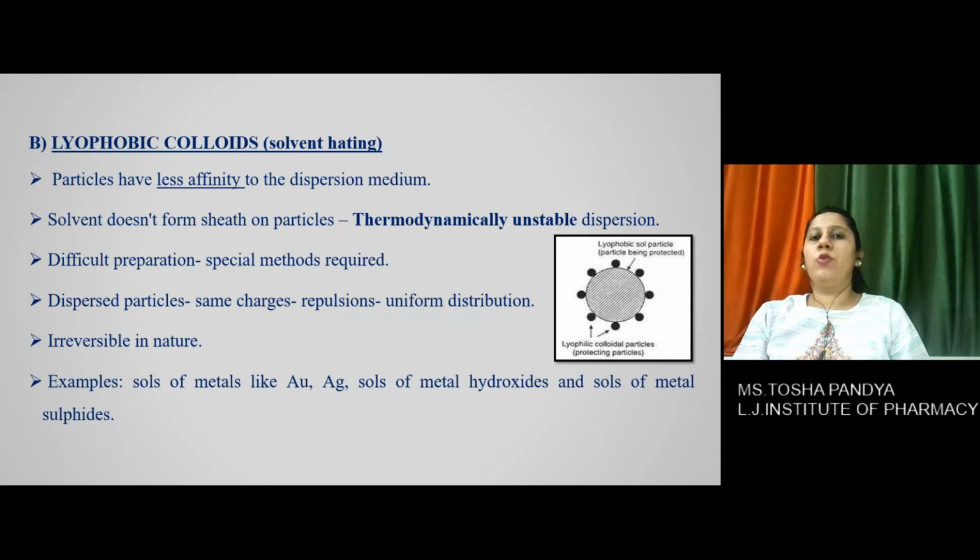This leads to difficult preparation methods because there is less affinity between dispersed particles and dispersion medium. The preparation of this type of colloids is difficult in nature. Now, to impart stability, the particles must have repulsions between them, which will ensure uniform dispersion. These colloids are irreversible in nature. Examples are solutions of metals like silver, gold, salts of metal hydroxides, and salts of metal sulfides.